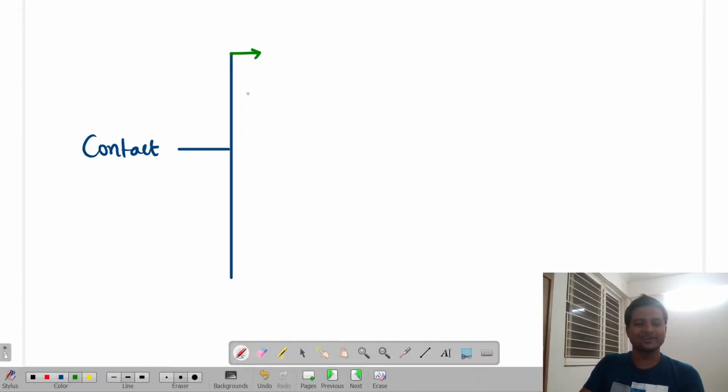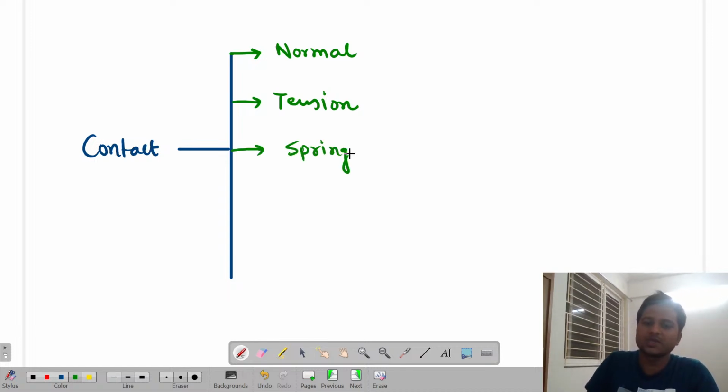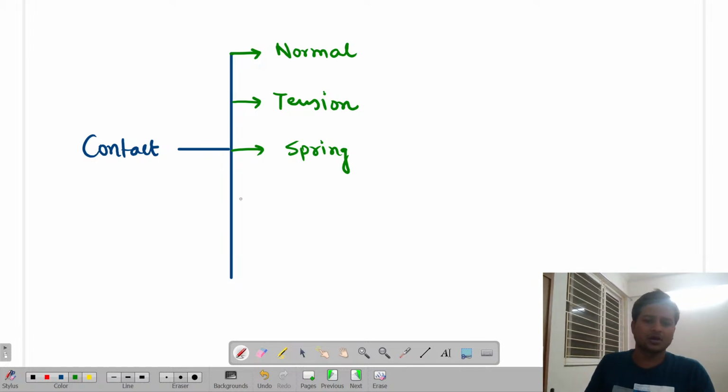Okay. So let's suppose if I select contact forces, there are different kinds of contact force. First one is normal. Second one is tension. Tension force is also a kind of contact force. Third one is spring. In many books it does not say spring, but as the nature of a spring force is there, it can be termed as a contact force. And fourth one is frictional force. Are you able to get me or not?